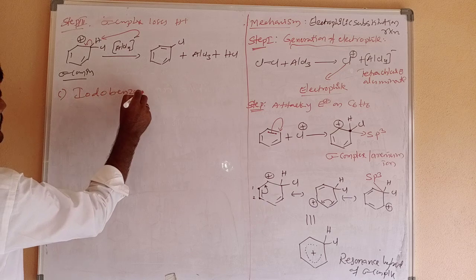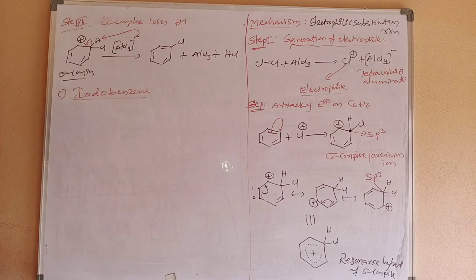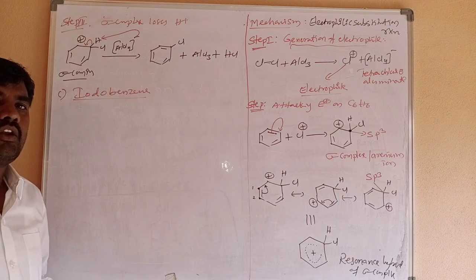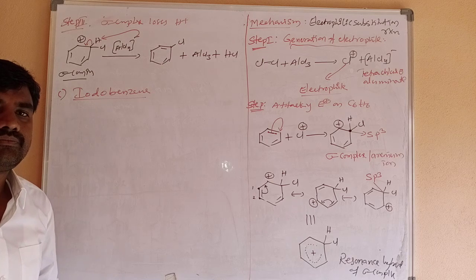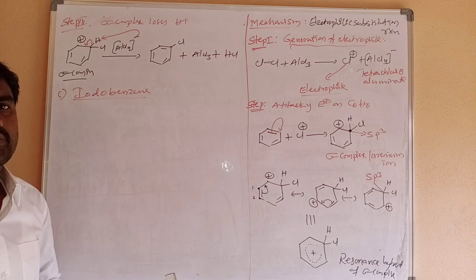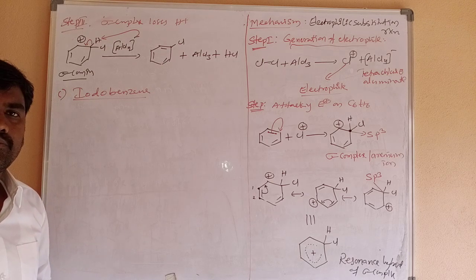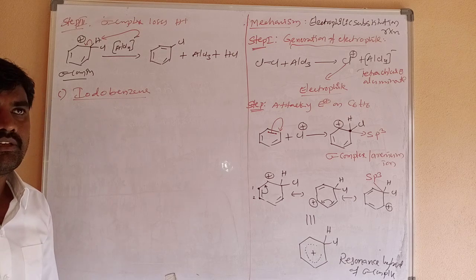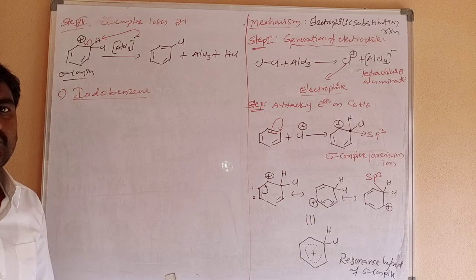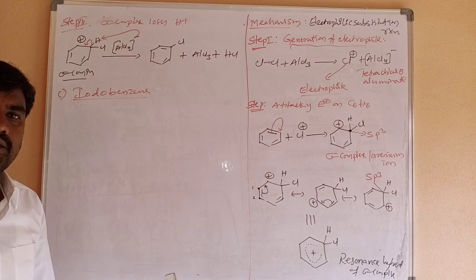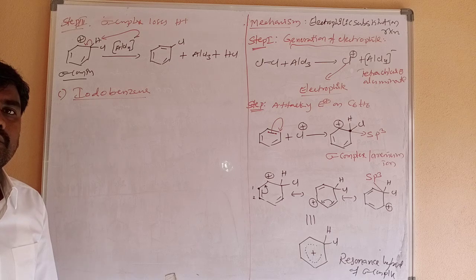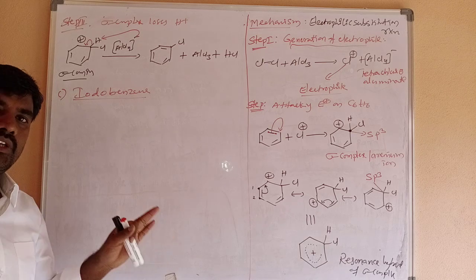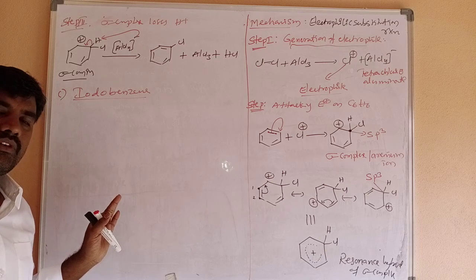Iodobenzene. Preparation of iodobenzene. Direct halogenation of benzene in the presence of Lewis acids forms iodobenzene, similar to chlorobenzene and bromobenzene. But in this reaction, hydroiodic acid will form. Hydroiodic acid is a stronger reducing agent. It reduces the iodobenzene to benzene.